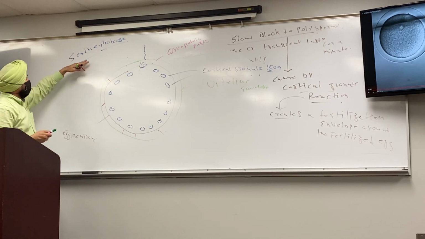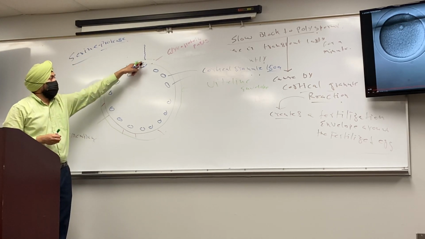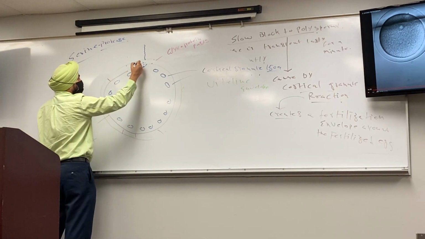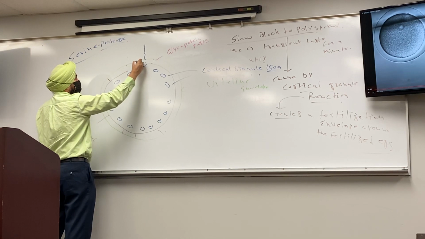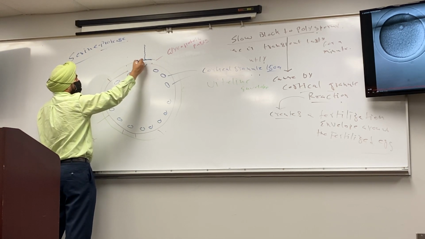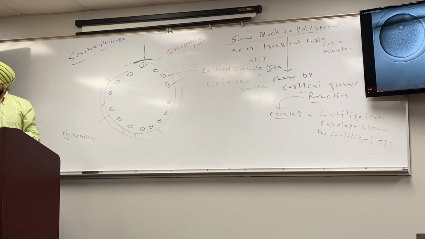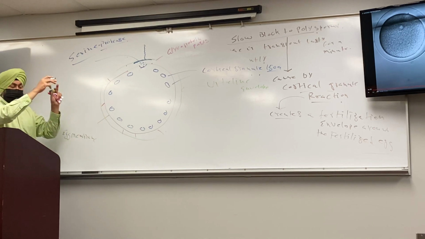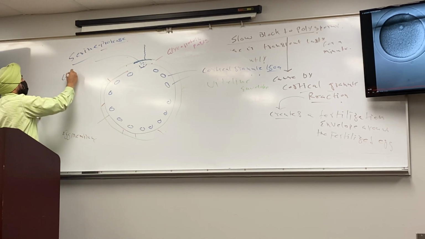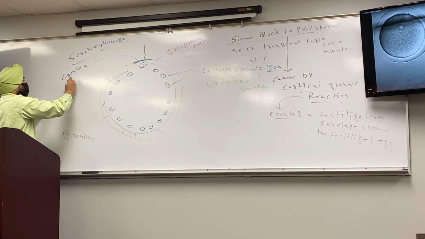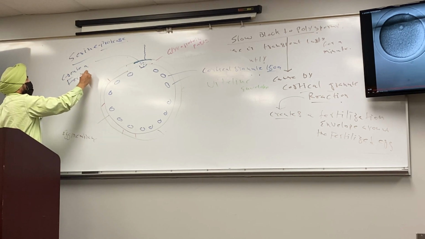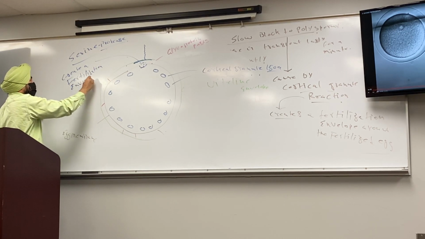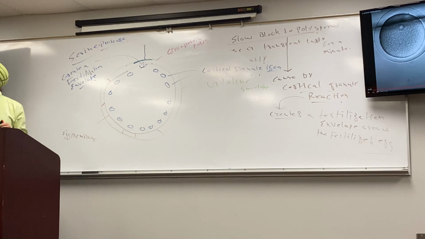Then what happened? The component of the cortical granule, what they are going to do, they are going to coat, so all those things are coming out, they're going to coat the white line envelope. They start coating here. Okay. This coating which they are doing, when they coat it, they create a fertilization envelope. Okay? Now what happened?